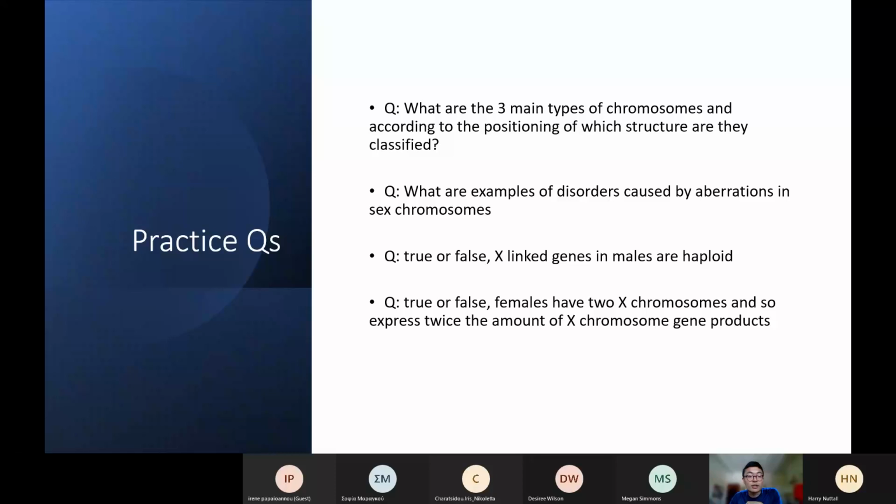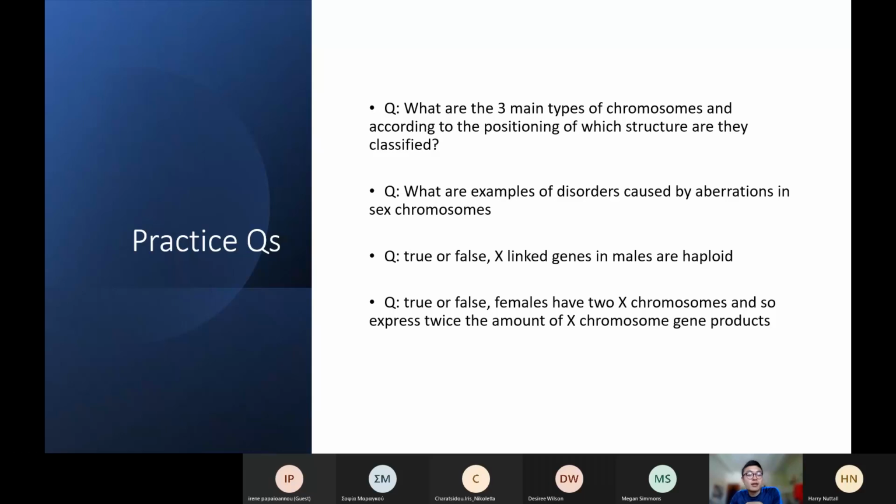So the first question is something we've covered. What are the three main types of chromosomes we have in humans? And then how are these three main types of chromosomes differentiated? What structure, the positioning of what structure, differentiates these three chromosomes? Anyone want to give that a go? No worries if not. We can go through it together.